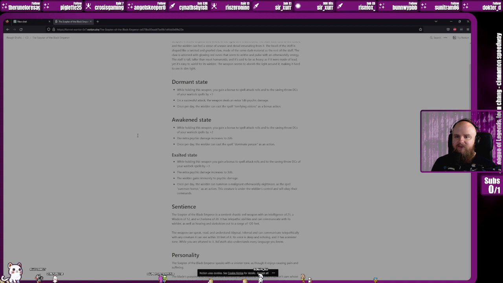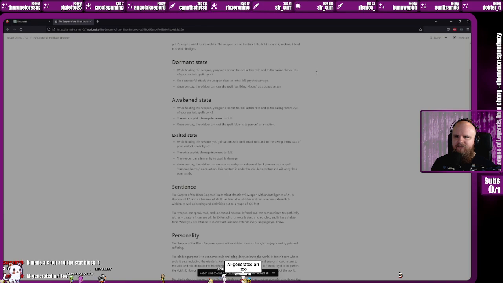The weapon seems to absorb the light around it, making it hard to see in dim light. That's actually a really cool little thing about it. Well, you necessarily don't have a penalty in dim light as a warlock, but other people would.